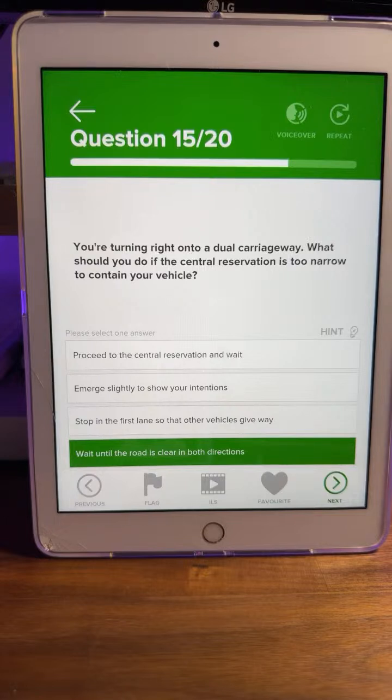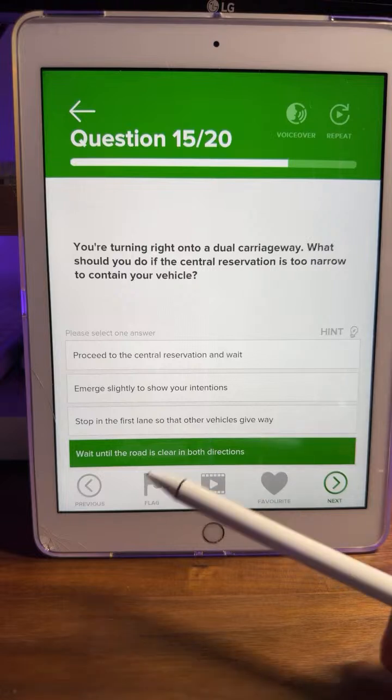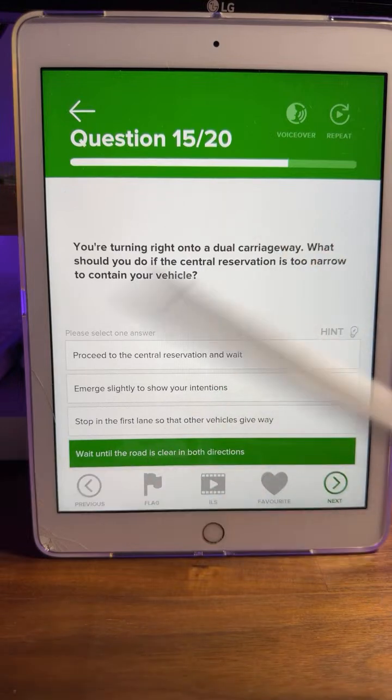Okay, now I can see all of you saying D or 4. Little Amma, B Film, Mahar, you're all saying B. Ali, Bona, you're all saying D. Faith is saying D as well. Yep, correct. D is the correct answer. Aaron is saying A, proceed to the central reservation and wait. But that means your car's going to be sticking out, Aaron. Your car's going to be sticking out.